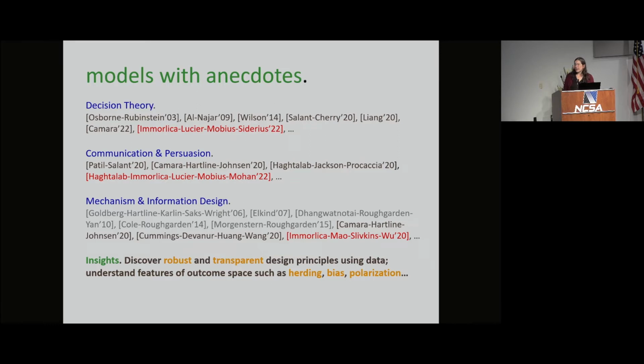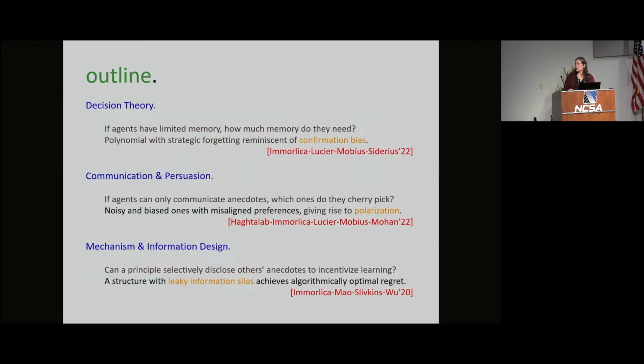And I guess at a high level, what I think we learn by taking this perspective is, first of all, we understand better principles that are maybe more robust and more transparent to the settings at hand when we take seriously the idea that agents are leveraging data to do stuff. And it also allows us to make some observations about the outcome space that might not be apparent if we think about agents passing around priors or acting on the basis of rich priors, things like herding and bias and polarization. So let me start with the decision theory paper.